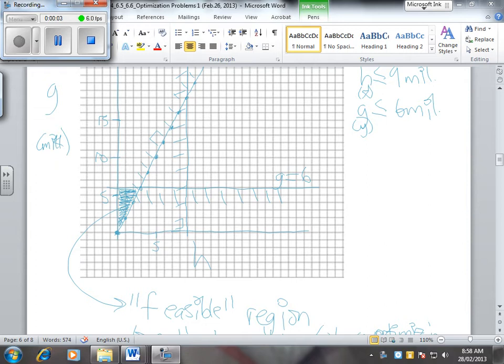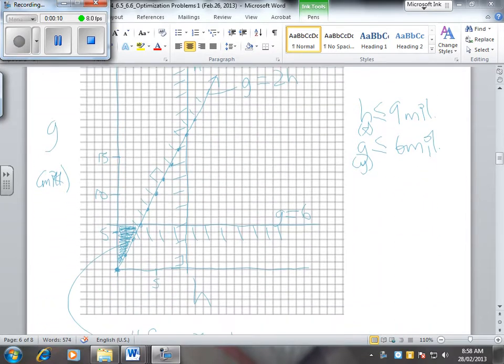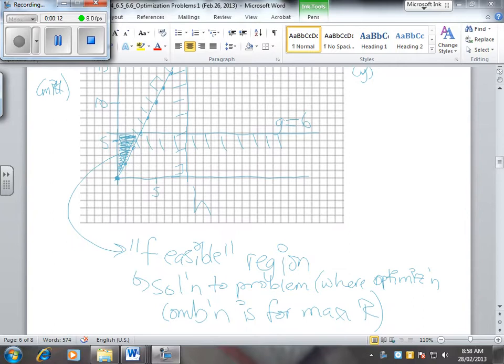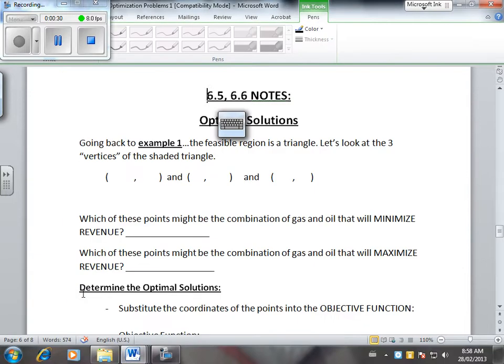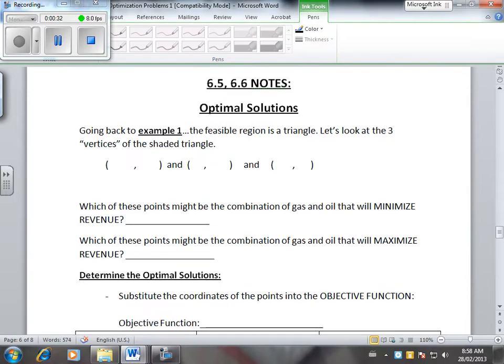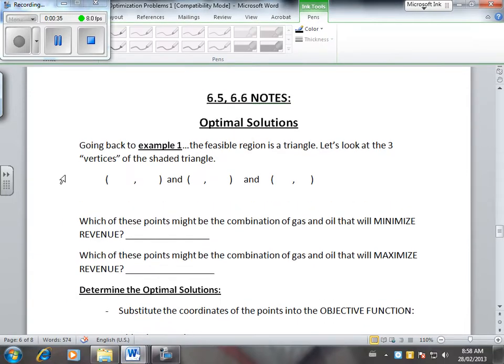On Tuesday, we started doing optimization problems, and we did this problem, if you recall, with the gas and heating oil. And we found this little triangle area right here to be what we call our feasible region. So where before, when we were just graphing systems of inequalities, we called that our solution set. Now we're using the term feasible region. So we can then take this a step further and find our optimal solutions.